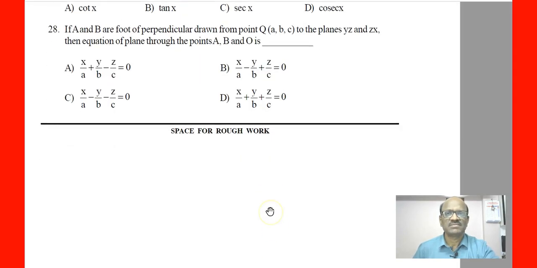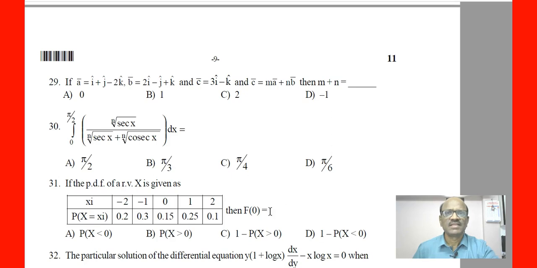Now next question. A bar and B bar are given, and this is the C bar. Then C bar equals m A bar plus n B bar. Then find the value of m plus n. That is, A bar equals i plus j minus 2k, and B bar equals 2i minus j plus k, and C bar equals 2i cap minus k cap. Then now see this answer.